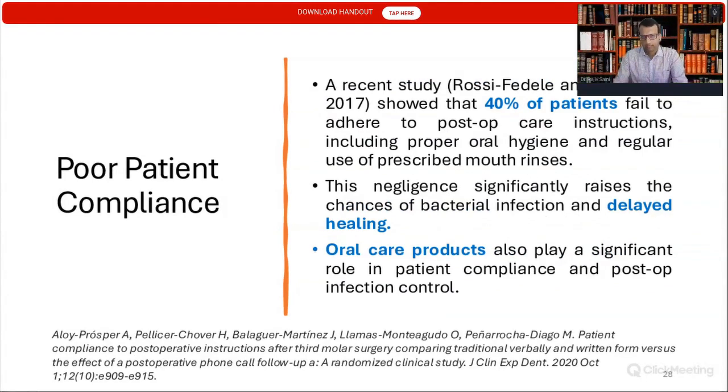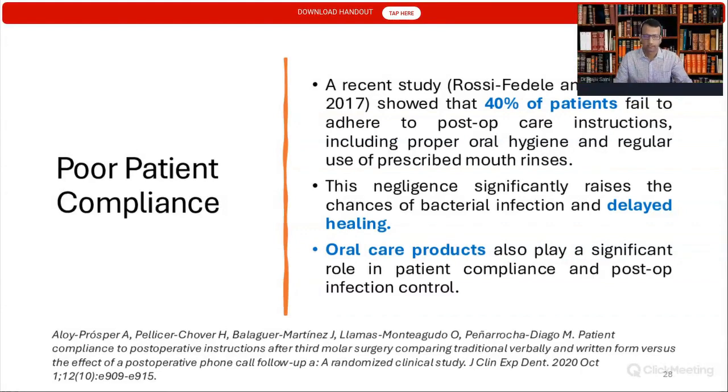Poor patient compliance is another factor that can play a very big role in post-op infection. Studies have shown that 40% of patients fail to adhere to post-op instructions. Why? Because when they are instructed to use alcohol-based or chemical-based mouthwash, they feel irritated. The surgical site is not calm, the healing tissues get irritated, and as a response, they start avoiding the mouth rinses. And what happens? The pathogenic microbiota increases in number, invades the surgical site, and increases the chances of post-op infections.